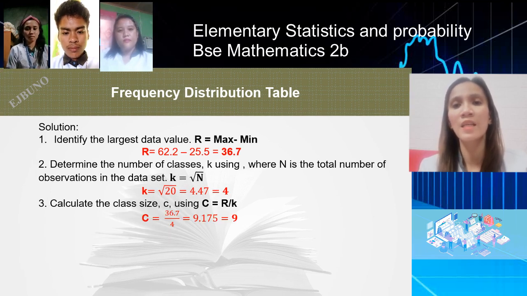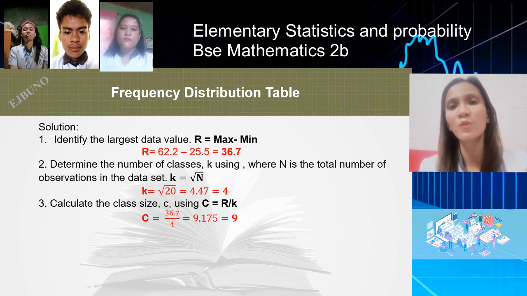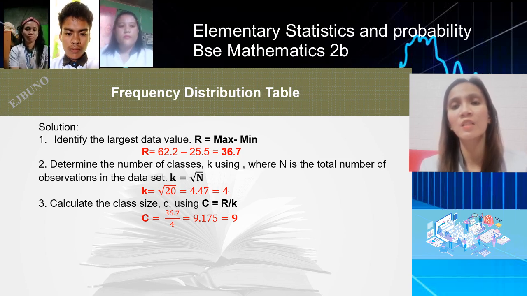Number 3, calculate the class size, or C, using C is equal to the range over the number of classes. So class size is equal to 36.7 over 4, and it is equal to 9.175, and we need to round off. So our class size is equal to 9.